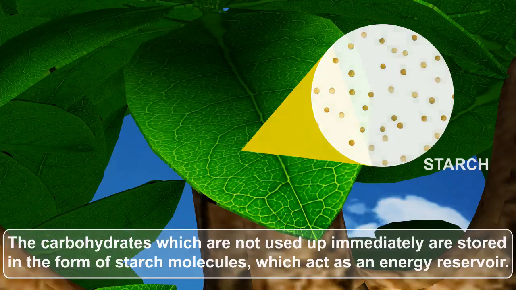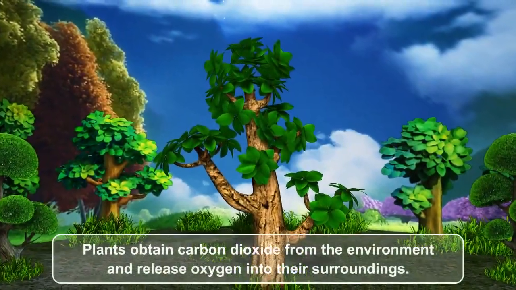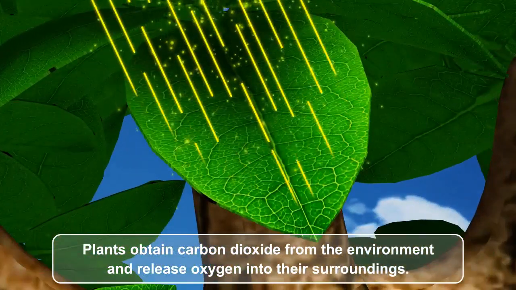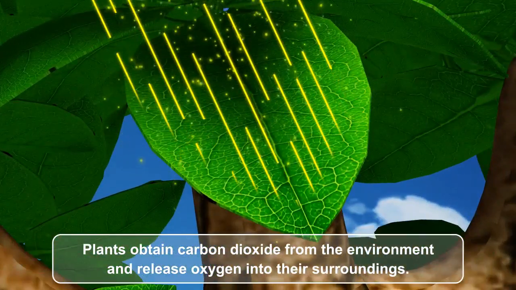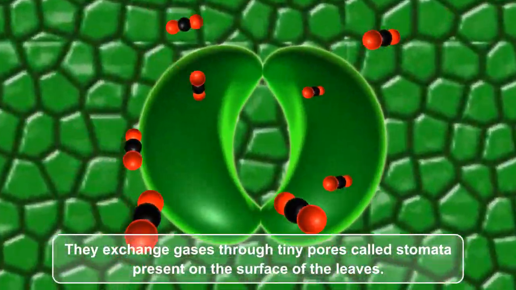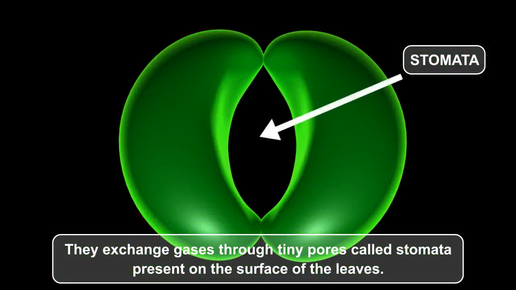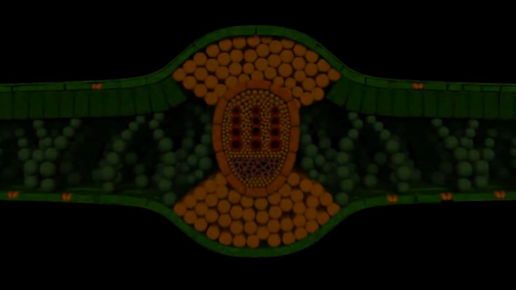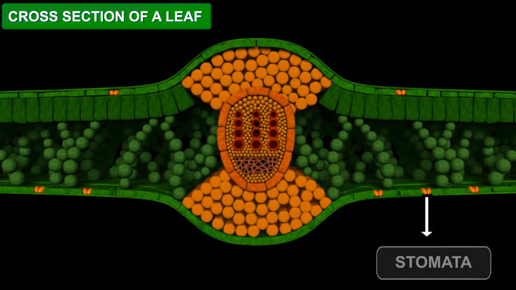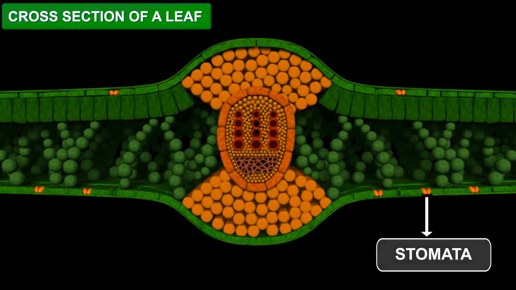Plants obtain carbon dioxide from the environment and release oxygen into their surroundings by exchanging gases through tiny pores called stomata, which are present on the surface of the leaves. Let us observe the diagrammatic view of a leaf section to understand the location of stomata.